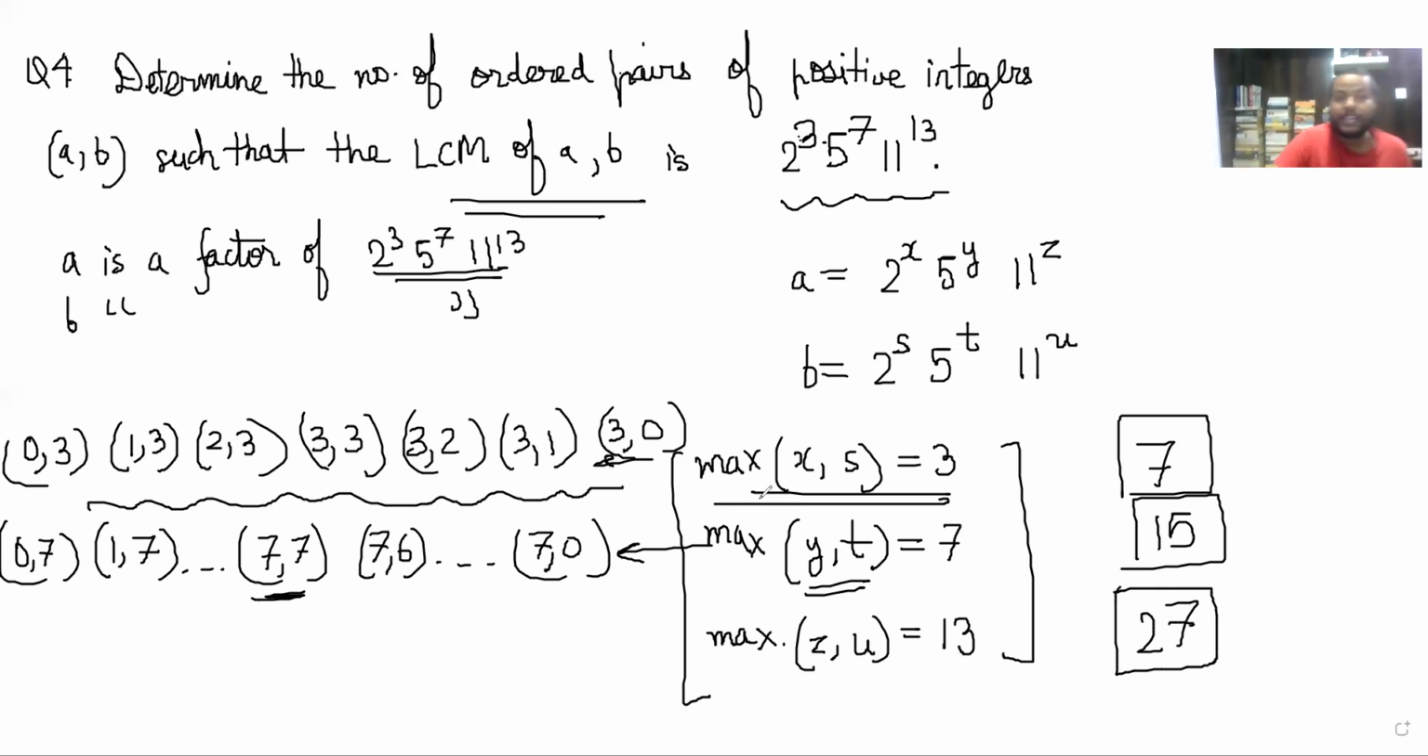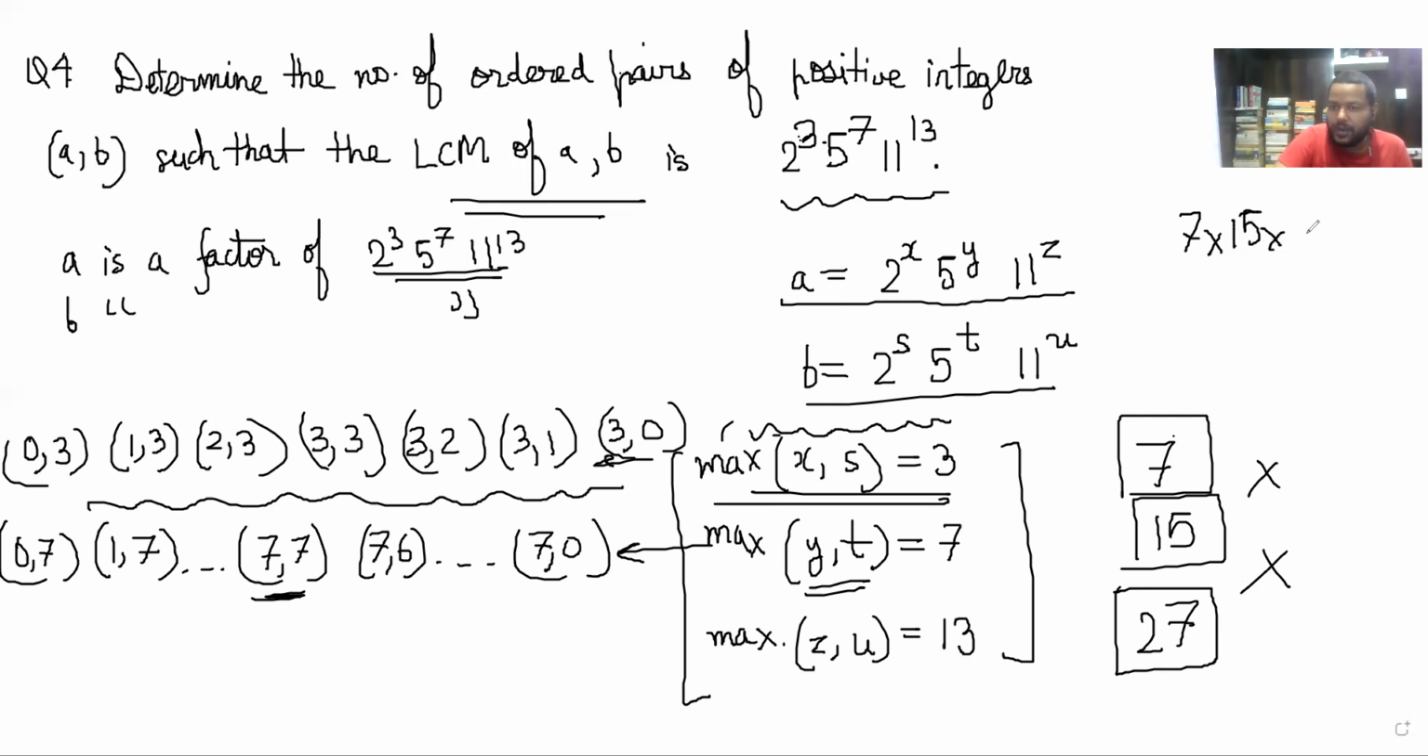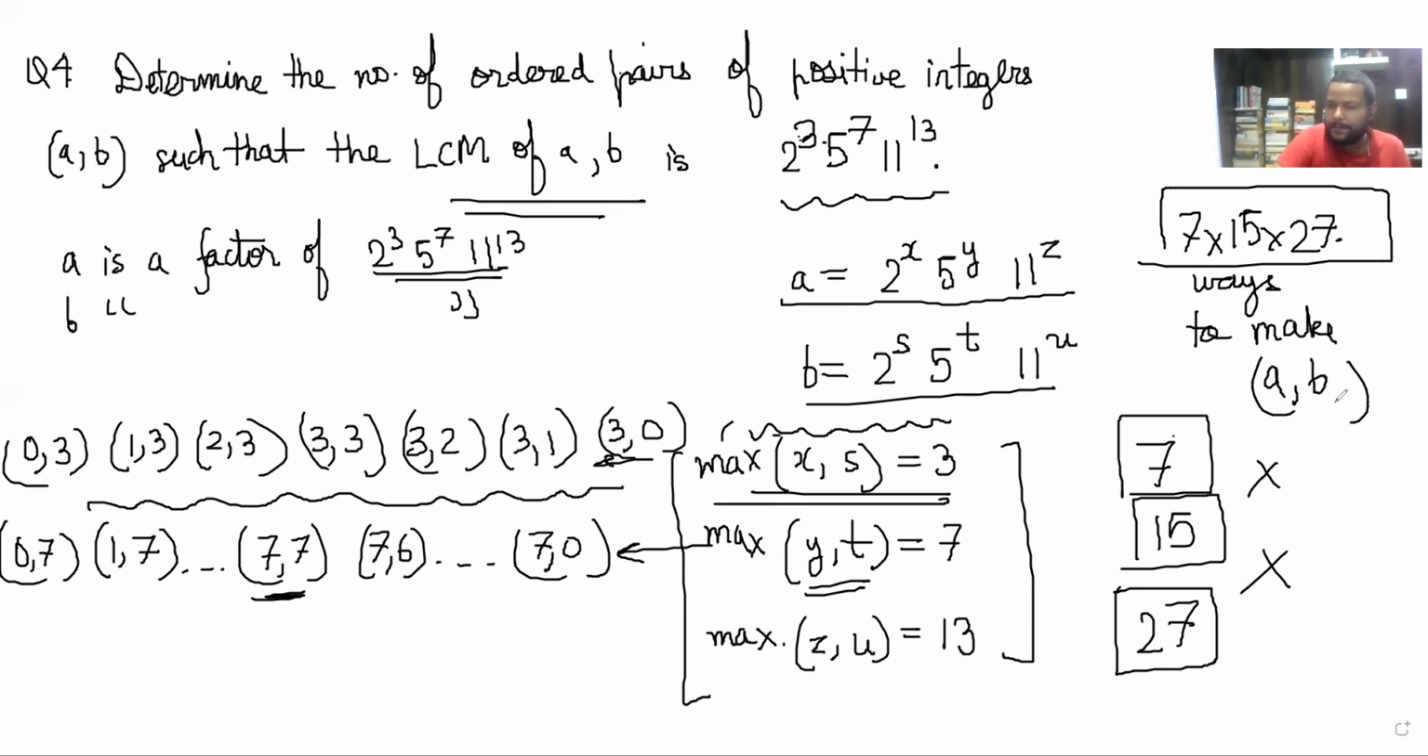These are ways in which you can construct pairs of these numbers, right? Ultimately, you have to construct ordered pairs of A and B. So the total number of choices will be just the product of these, because ordered pairs of A and B means it's like a 6-tuple now. The number of ways to make this is 7, and to make this is 15. So you'll get 7 into 15 into 27 ways of making A comma B.